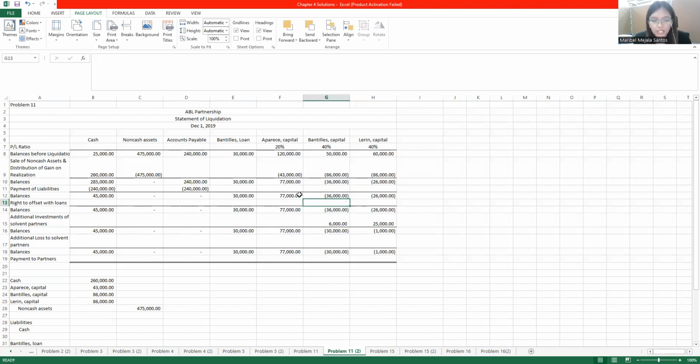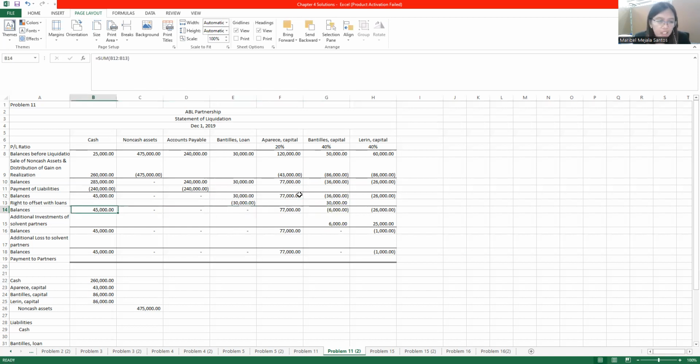Now, as you can see, B has a negative balance, and L too. So here we use the right to offset. When we say right to offset, we will also pay B anyway, so why not offset the loan? That's the logic behind it. So, let's offset the loan. And of course, that's it. It's still negative 6,000.